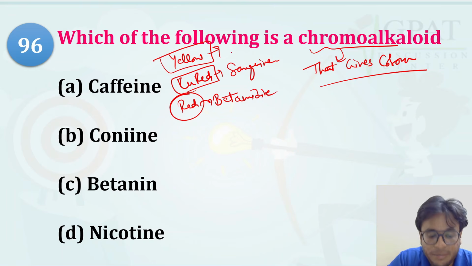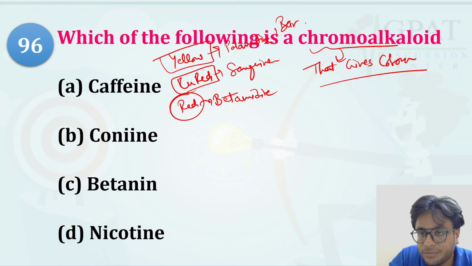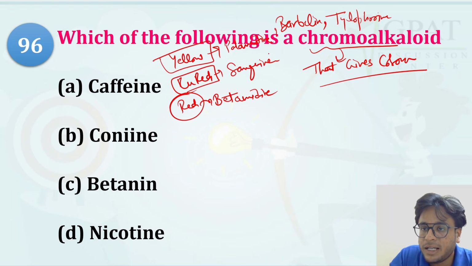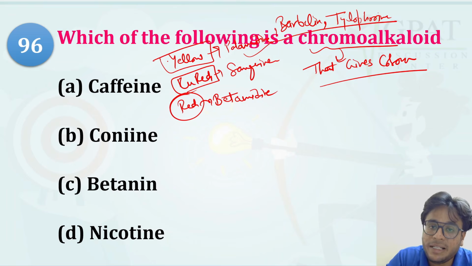The first one is palmitine. The second one is barbaloin or barbaline. And the third one will be tylophorine. These are the kinds of chromoalkaloids that mainly give the colors A, B, and C.